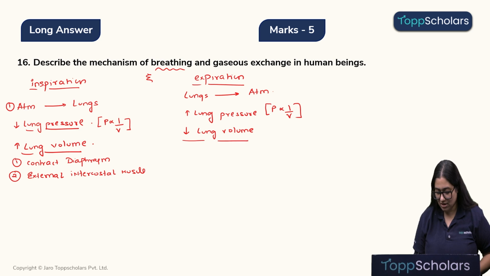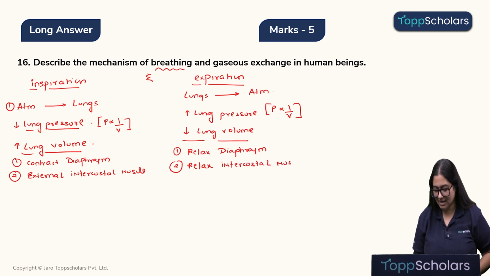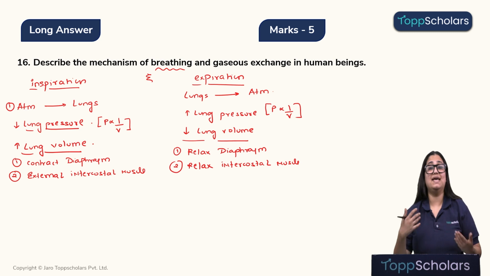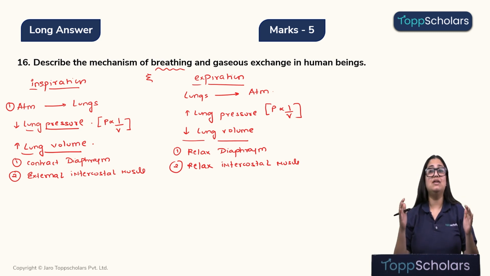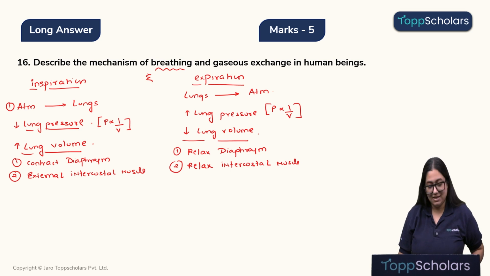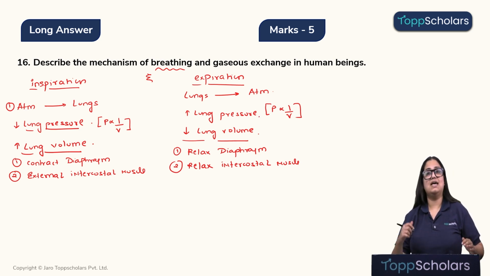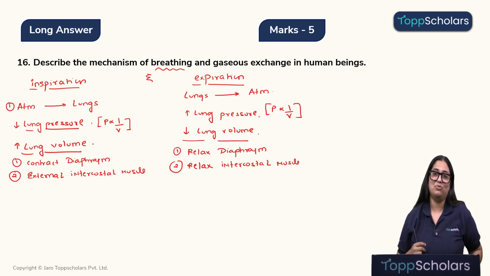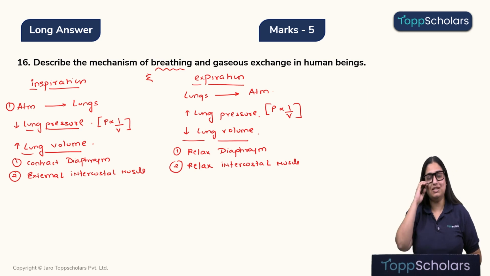So how will we reduce the lung volume? We will relax the diaphragm and we will relax the external intercostal muscle, and thus the lungs which were expanded during inspiration will return back to their original size. So as the lung volume decreases, the lung pressure will increase and the air will be expelled out. I hope this was clear, children.